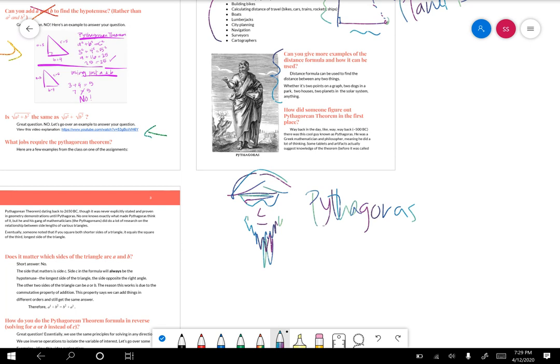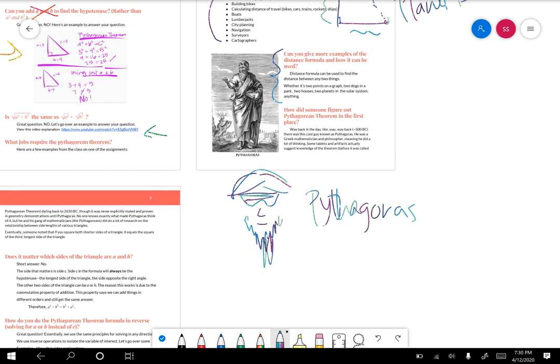There are some tablets and artifacts throughout history that suggest there was knowledge of the theorem before it was called Pythagorean theorem, dating back to like 2700 BC. So really long time ago, right? This was like ancient Egypt, the Babylonians, right? But since Pythagoras is the first one that we have substantial proof of him explicitly stating the Pythagorean theorem, it was named after him.